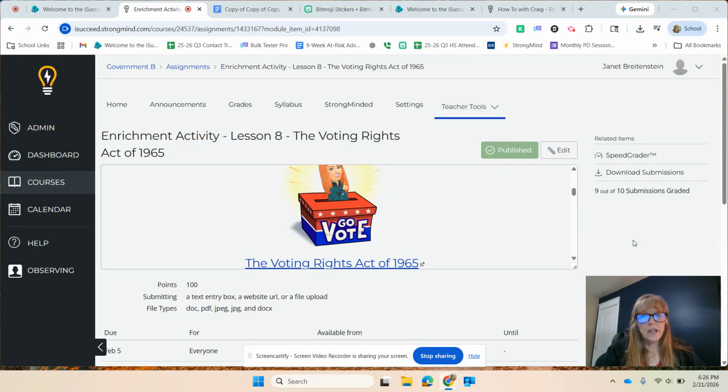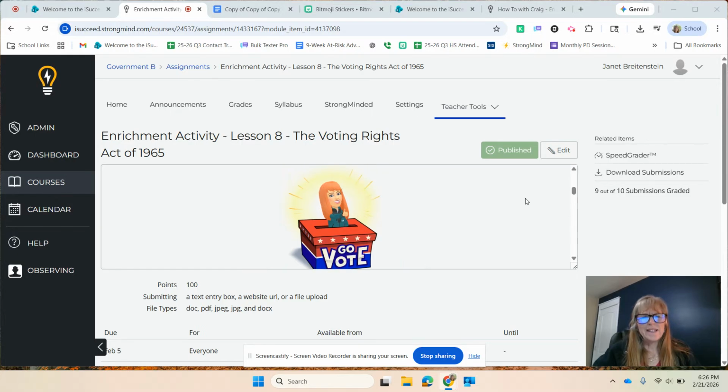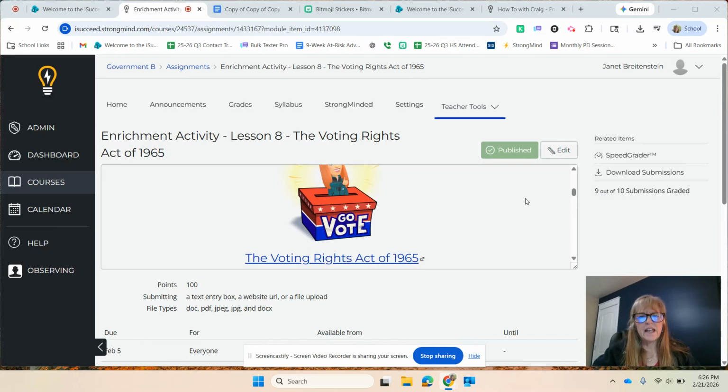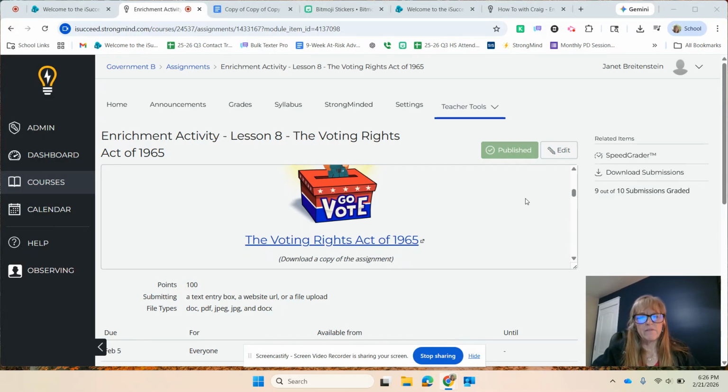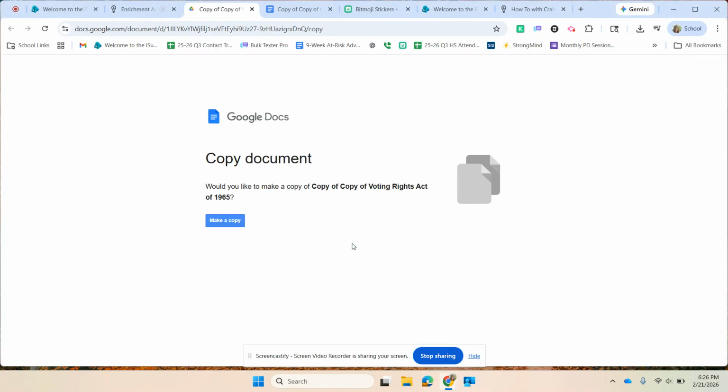I just want to come in and explain the Enrichment Activity for Lesson 8, the Voting Rights Act of 1965. It's a real quick, easy assignment, but this is what you're going to see. It's about the Voting Rights Act, so you'll click on this, and it will ask you to make a copy.